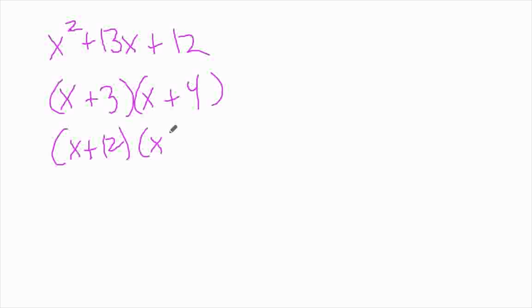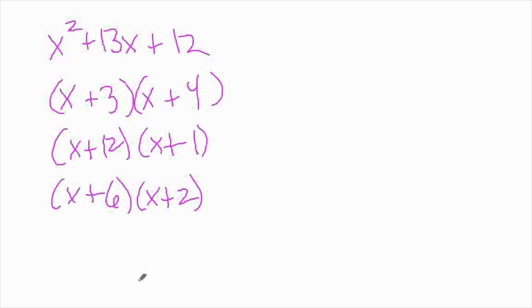12 and 1, that would work. Okay, 6 times 2. Right? Okay, so now, is that all of them? I believe so. There you go. So now you have 3 choices. Okay, again, you could FOIL out all 3 and that'll reveal which one is correct. Or if you can kind of do part of the FOIL in your head for the middle term, you'll see that the second one is the one that is correct.